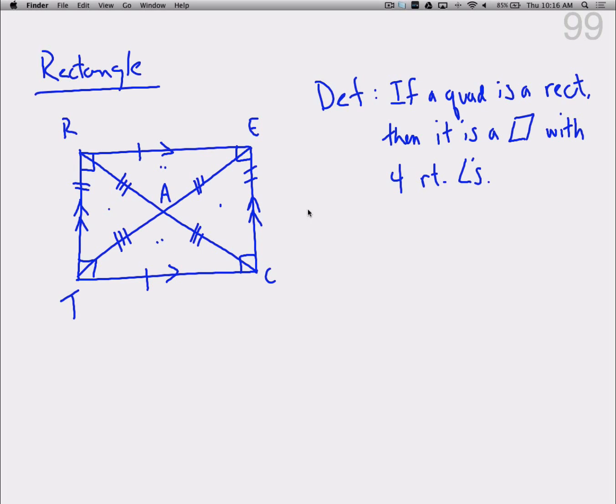Yeah, that whole business with the triangles. Remember, in a parallelogram, we still had these triangles congruent, but not all those big triangles congruent. So those are the big things. Number one, the diagonals are congruent. Number two are the right angles. Everything else falls into place.